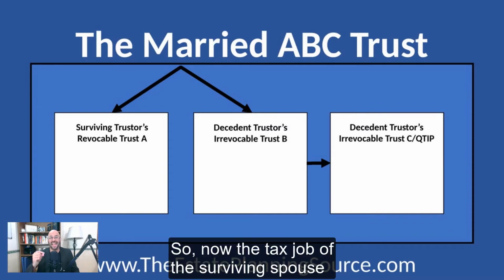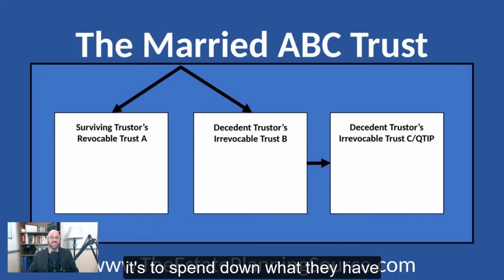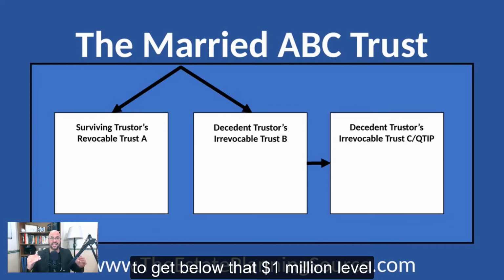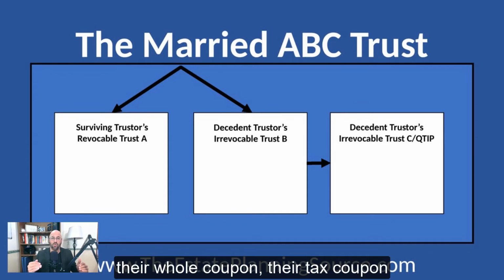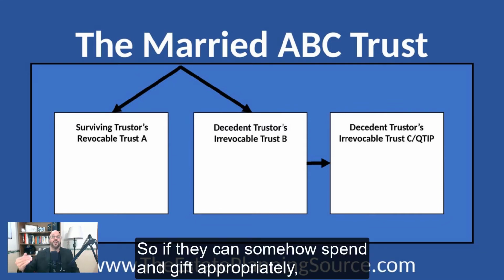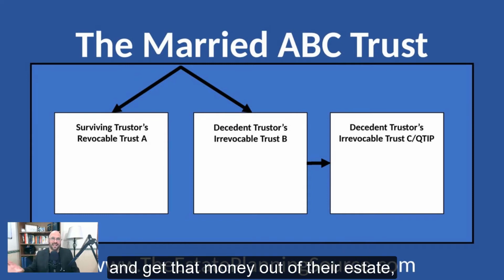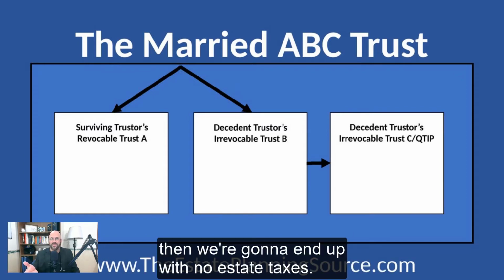So now the tax job of the surviving spouse, if that's their main goal, is to avoid estate taxes. It's to spend down what they have to get below that $1 million level so that they're using their whole tax coupon, but we don't end up with this excess. So if they can somehow spend and gift appropriately, prior to 3 years before passing on, and get that money out of their estate, then we're going to end up with no estate taxes.